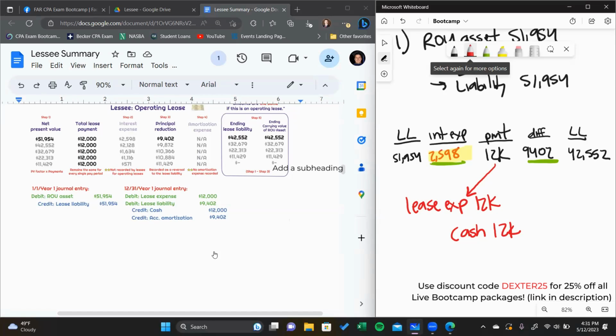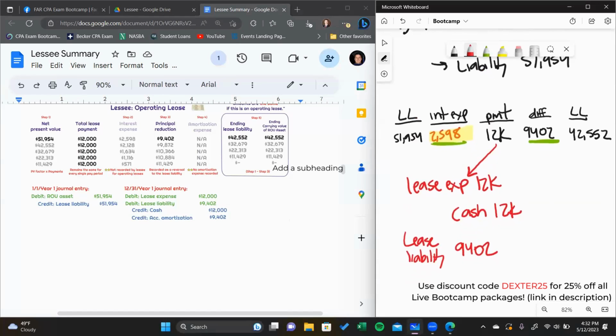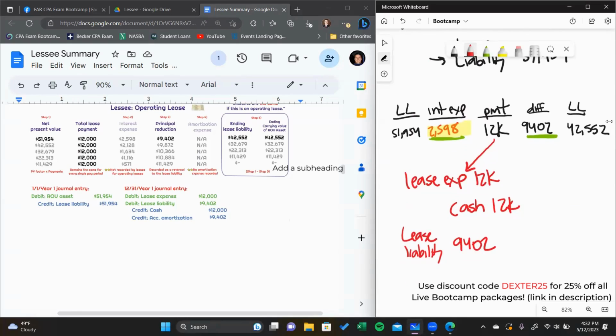So we're going to, first of all, reduce our lease liability by 9,402, which makes sense, right? If we make a payment of $12,000 and the interest that technically was incurred is $2,598, then that means only $9,402 of our payment will actually make it to the principal or the lease liability. So that's why we reduce lease liability by that amount. But then we're going to credit accumulated amortization.